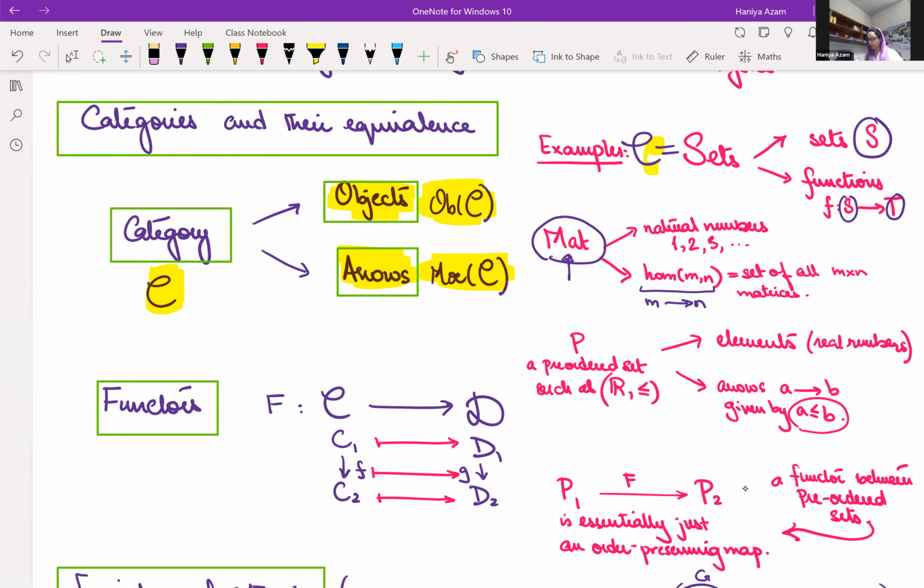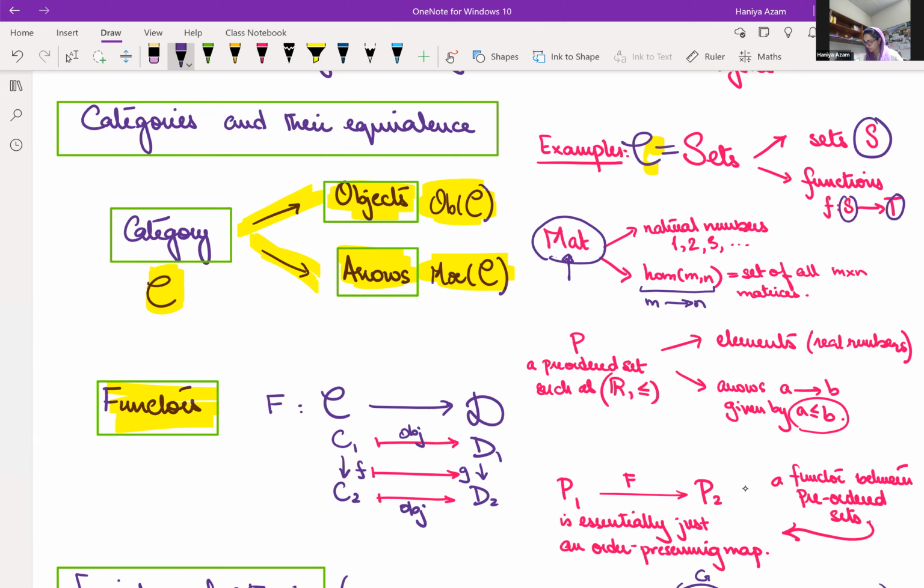So there should be a way for two categories to speak to each other. And that's where we need to define what a functor is. So a functor is a map between two categories. And again, since categories have two aspects to them, objects and arrows, you need to define these functors at the level of objects. So that's at the level of object.